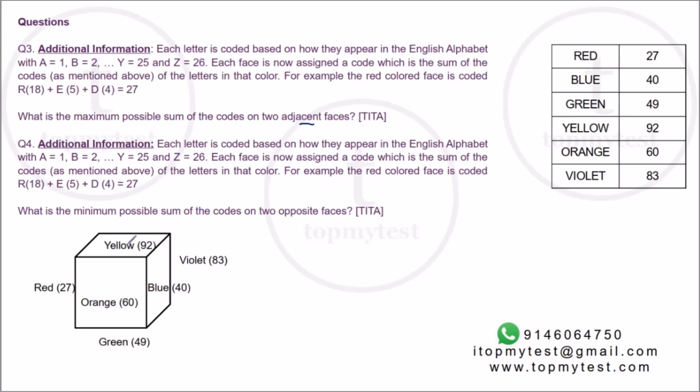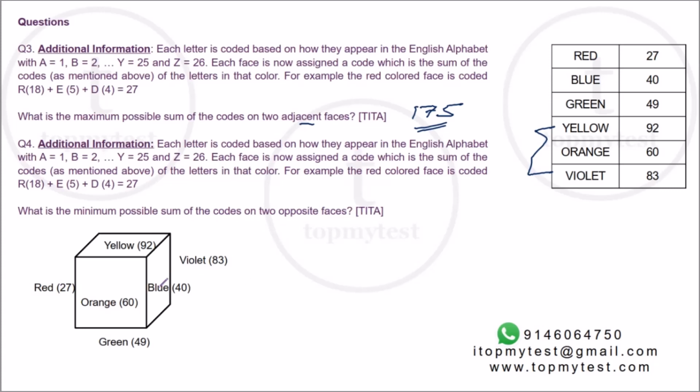Now if you observe, the highest two values are yellow and violet, and they're adjacent to each other. Yellow and violet are adjacent to each other. They are the highest. Right, so they will be the highest possible sum. So 92 plus 83, that's 175.